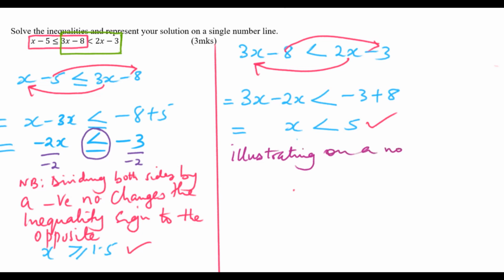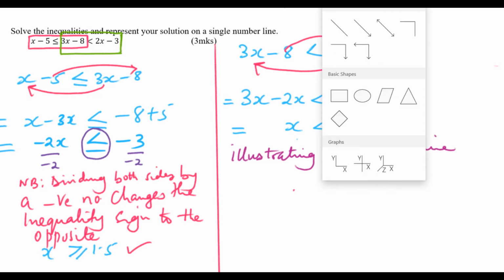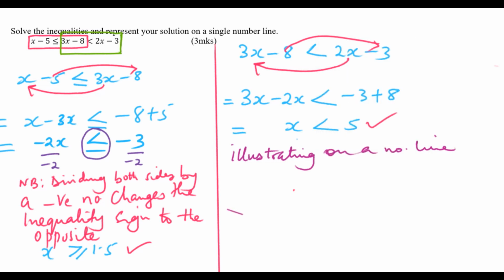Now what remains is illustrating on a number line. So we draw a number line. That is our number line. We're going to label it: we have 0, this is 1, this is 2, 3, 4, 5.